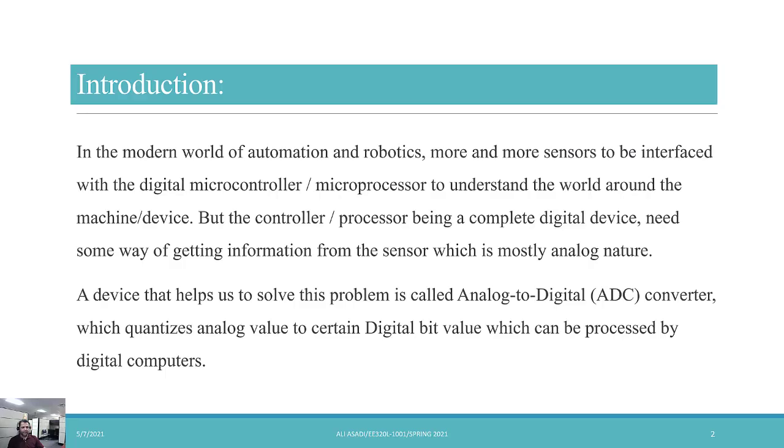As we know, we need analog to digital converters for all the sensors, because sensors are sensing analog values and all the values in nature are analog, and we need to convert them to digital values to be able to use them in our device.